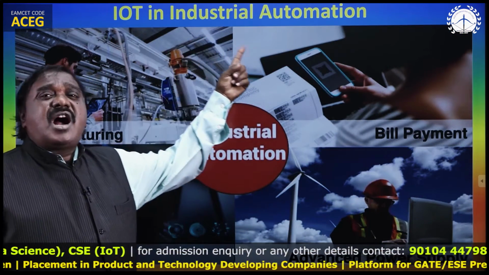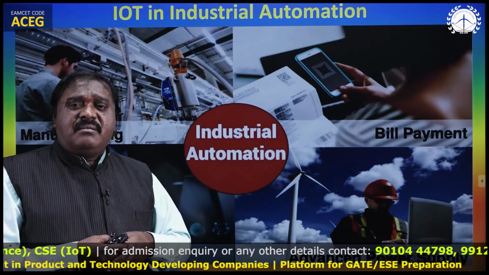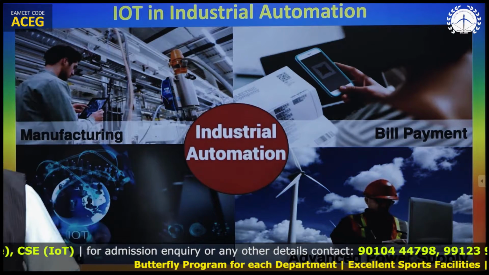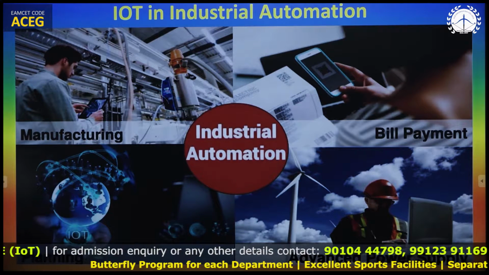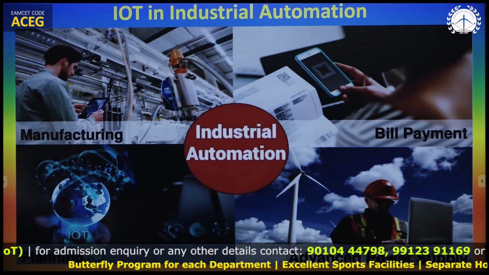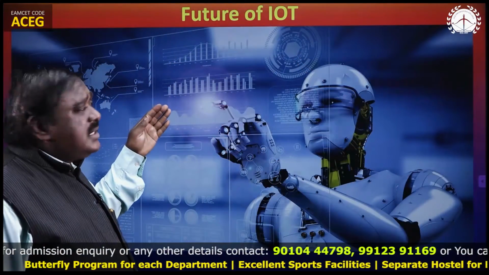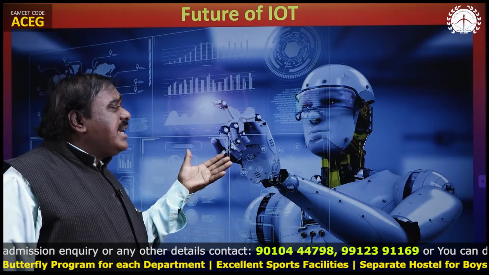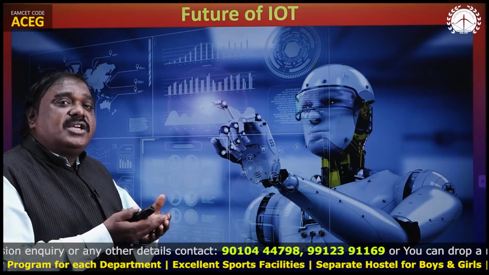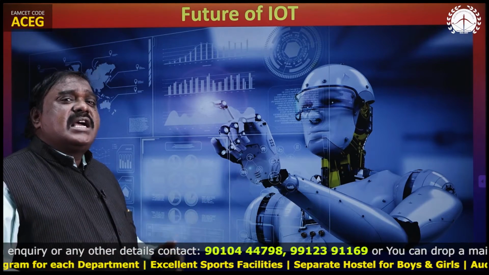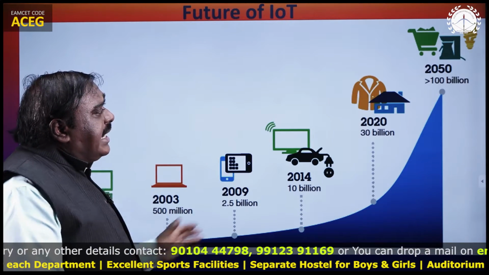IoT in industrial automation. In a particular industry, we are automating by using IoT. Manufacturing sector, planning sector, advanced power supply sector, bill payment sector, we are doing automation by using IoT. Students, future of IoT. You see this slide here, the entire universe in your hands. New technology, robotic technology, drone technology needs IoT subject knowledge.